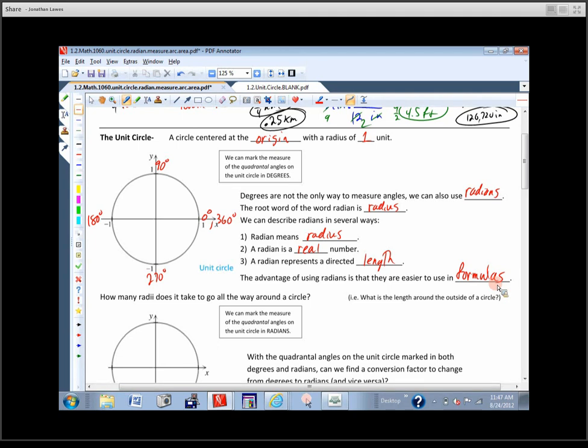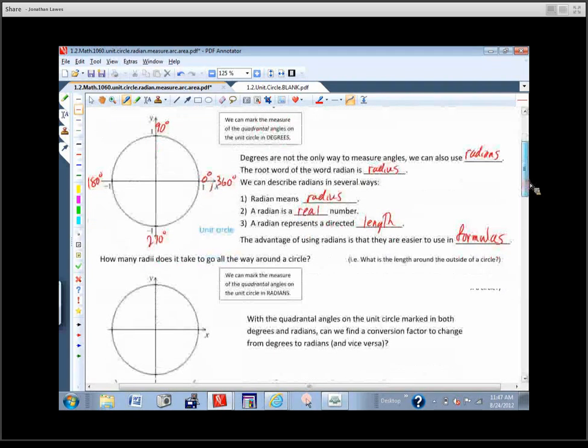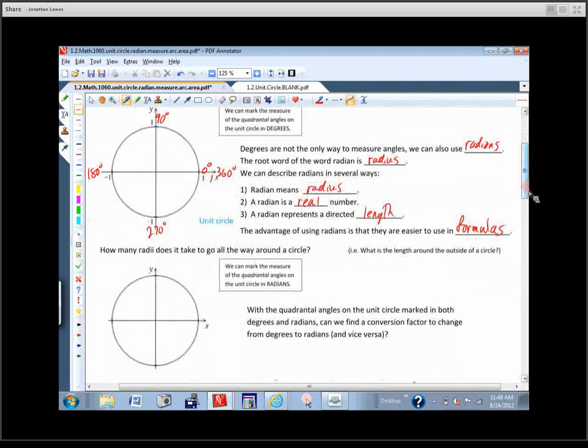Now, that's going to be advantageous for us now. It's going to be even more advantageous when you take calculus. They don't do calculus or anything beyond basic trigonometry in degrees. Everything else is in radians because it has such nice features. Okay? All right, so let's talk about why we'd use radians.